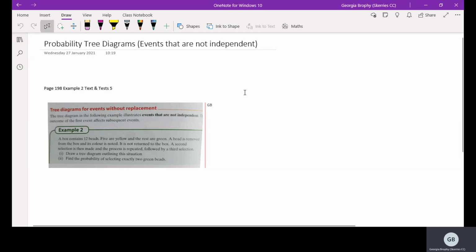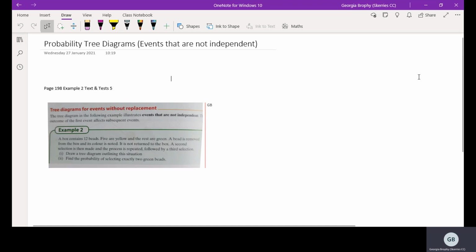Hi class, so we're continuing on with probability tree diagrams. We are on page 196. It's example 2 this time. Textbook is text and tests 5. Okay, so we're looking at probability tree diagrams.